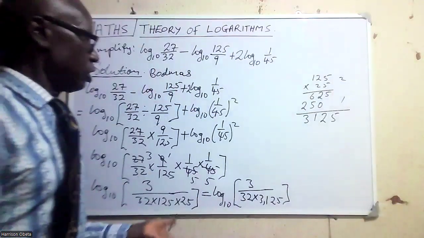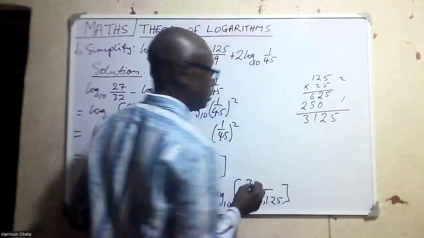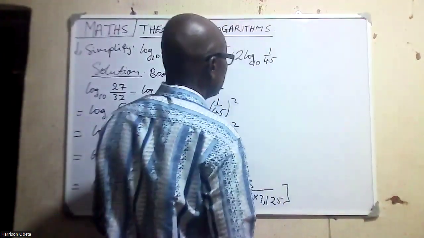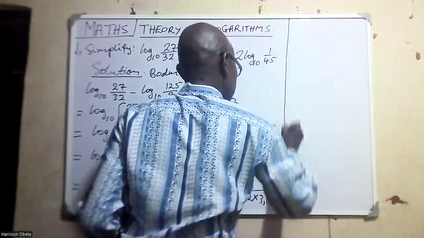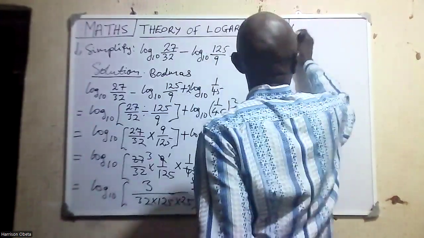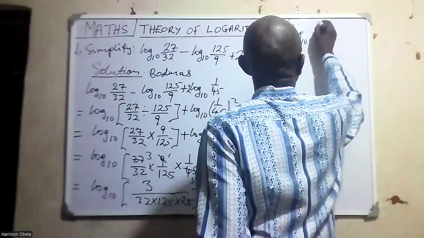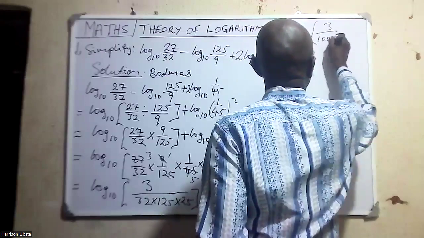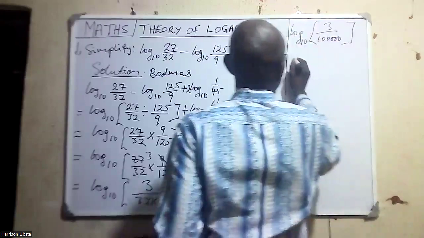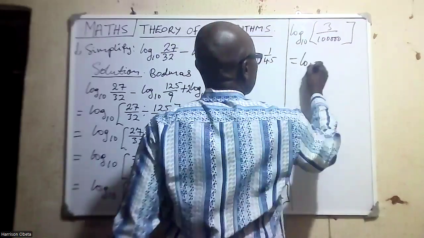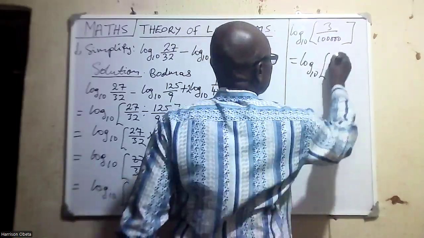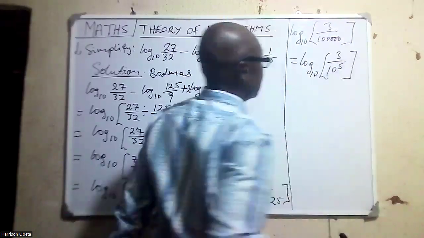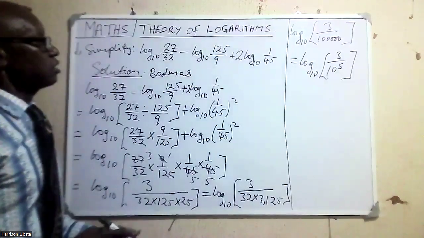So if we use the calculator to check, we discover that from here we have log 3 over 100,000. And that is log 3 over 10 raised to power 5. Yes, 10 raised to power 5 is 100,000.